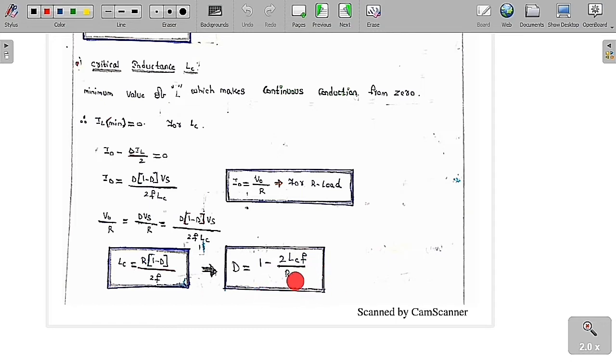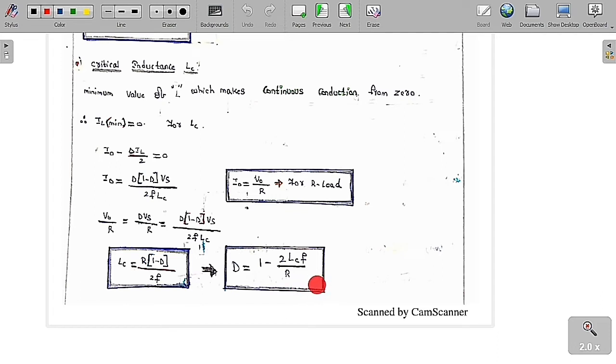So D is equal to 1 minus 2 FL by R, or simply FL. LC is called the critical inductance. So D is equal to 1 minus 2 FL by R. Here L means critical inductance. So this is the equation we are going to get finally. This is the critical inductance.